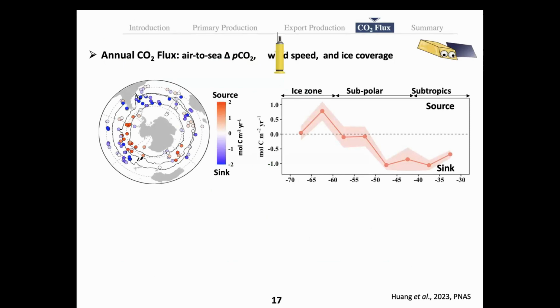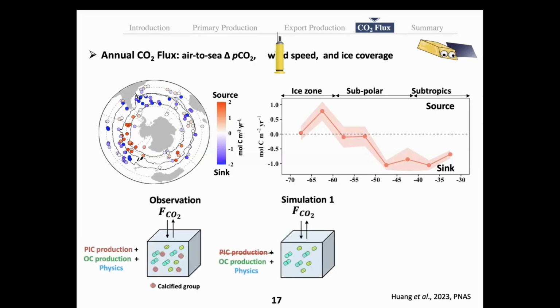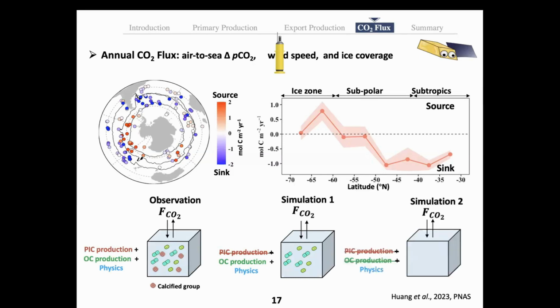We can see that in the low latitude region, the Southern Ocean generates a CO2 sink, but it gradually shifts to a CO2 source. To further distinguish the relative contribution of biology and physics to the air-sea CO2 flux, I do a simulation. The first simulation is I remove the PIC production to simulate the ocean in the absence of the calcite pump. The second simulation is I remove all of the biological production to see how the CO2 flux will change.